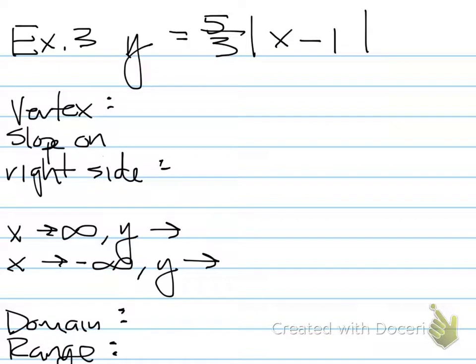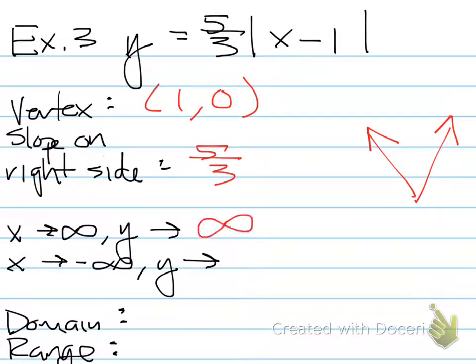All right, next example. Again, a quick sketch of the graph. a and b are both positive, so the arrow should be pointing up. The vertex is determined by h and k. h is 1, k is 0. The slope is whatever a is. a is 5/3. As x goes to the right, y is continuing to go up, so positive infinity. As x goes to the left, y is continuing to go up to positive infinity. The domain is always all real numbers, and the range is going to be the y-coordinate of the vertex to positive infinity.